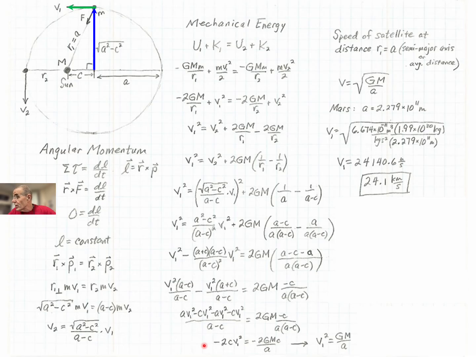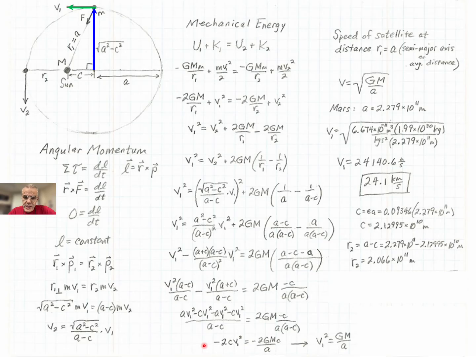Once I have V1, then I can go on and get V2. And that's shown over here. I need some more numbers. I need the value of C. C is related to eccentricity. The eccentricity times A would be the value of C. I need the value of R2, which is A minus C, as explained earlier. And that gives me R2.